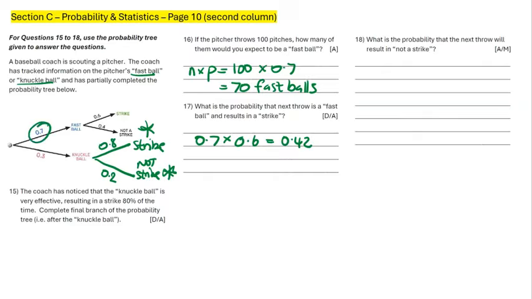So that first branch is going to be 0.7 times 0.4, and we're going to add on the second branch, which will be 0.3 times 0.2. Again, I'm doing these in my head. Hopefully you're using a calculator. So we've got 0.28 plus 0.02, and that there is equal to 0.3. So about a third, slightly more, will result in not a strike in the next one.